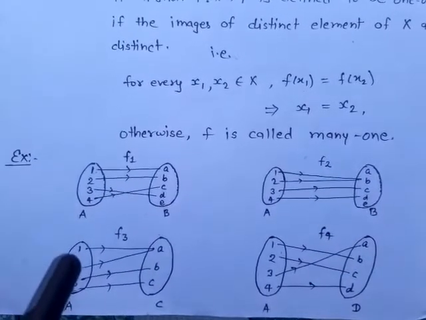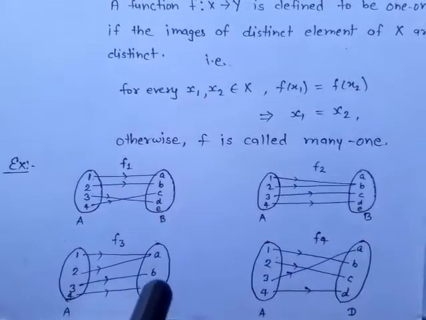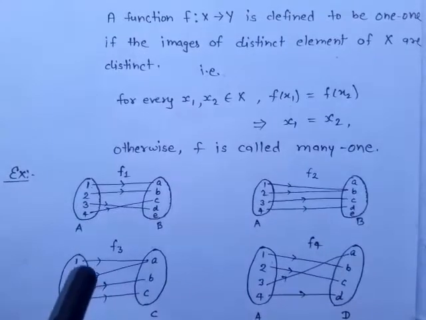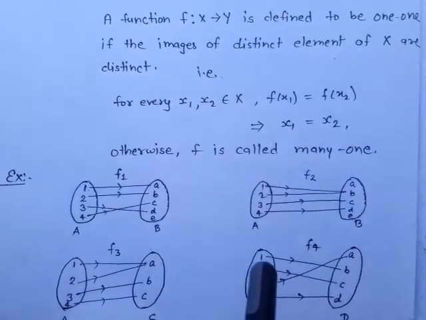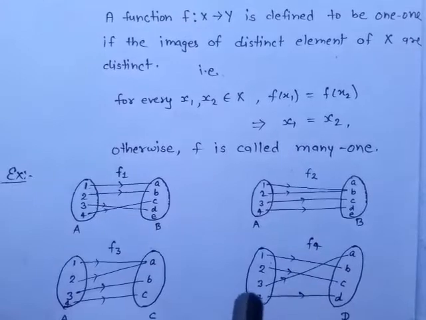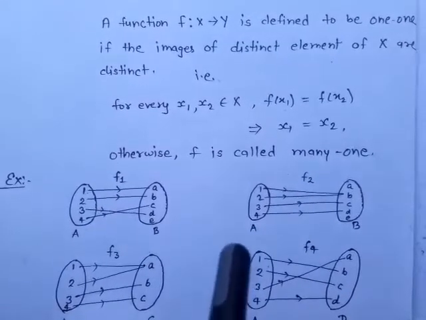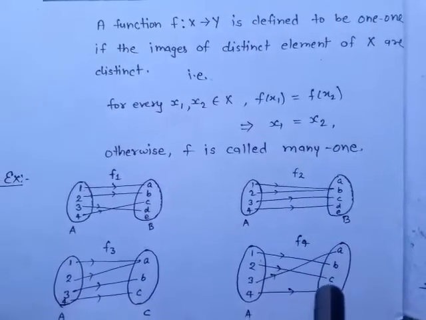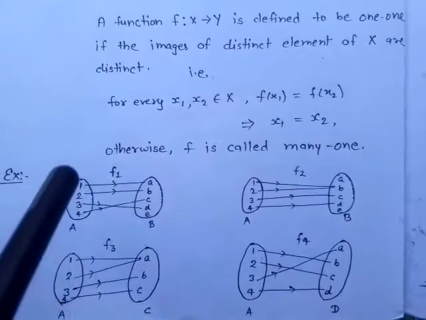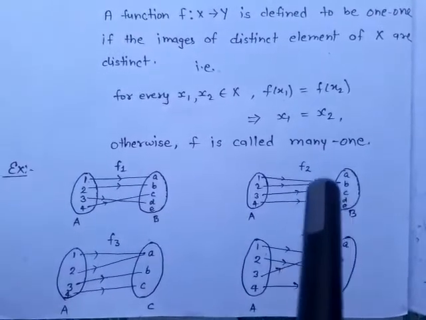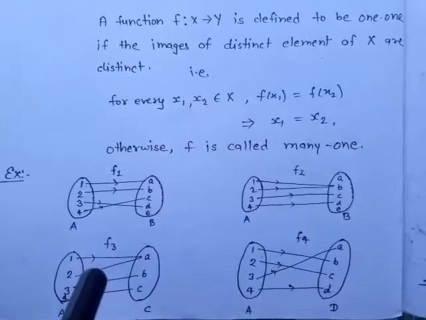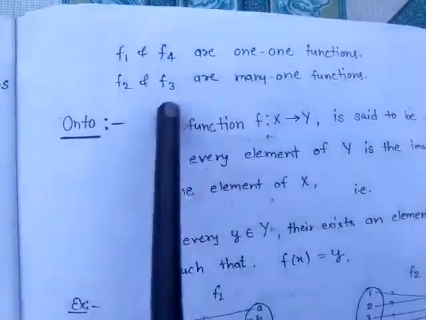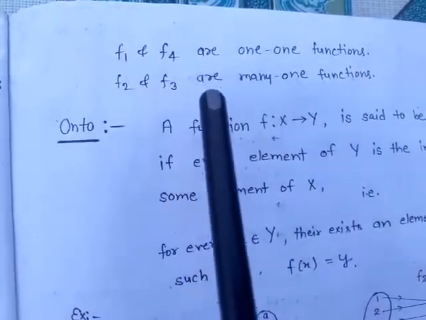Now in this one, image of 1 is A, image of 2 is A. Here also two elements have the same image A, so this is not one-one. Now here image of 1 is B, image of 2 is C, image of 3 is A, image of 4 is D. Every element of X has an image and all of the images are distinct, so f4 is one-one. Now here f1 and f4 are one-one functions and f2 and f3 are many-one functions.